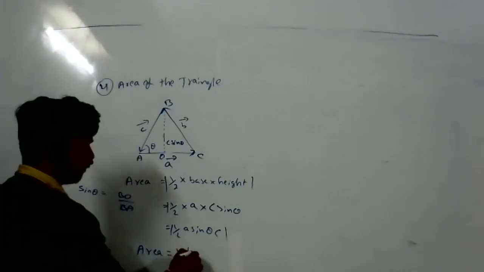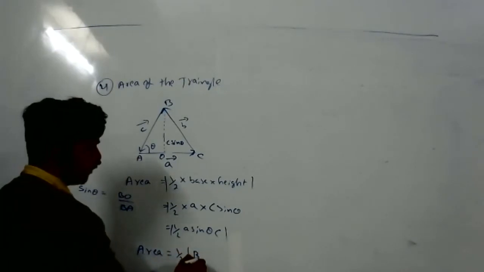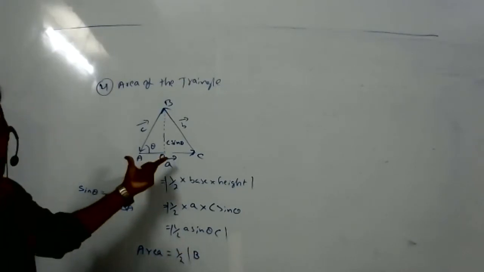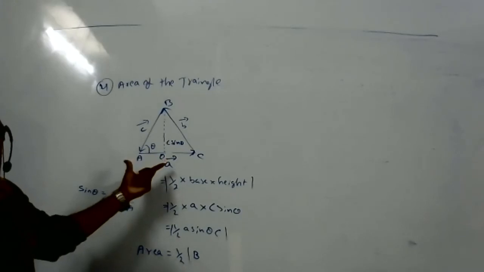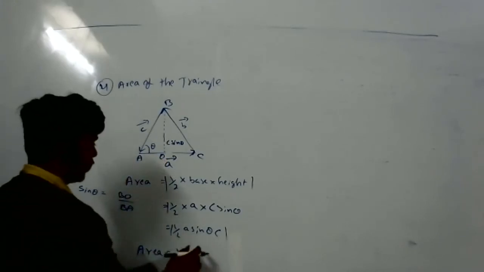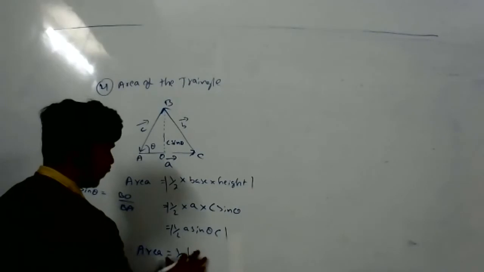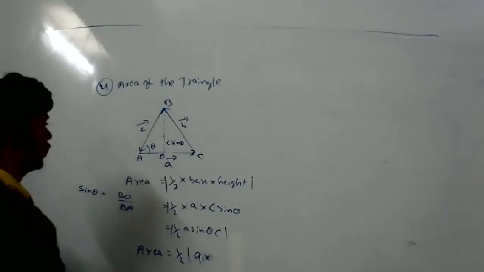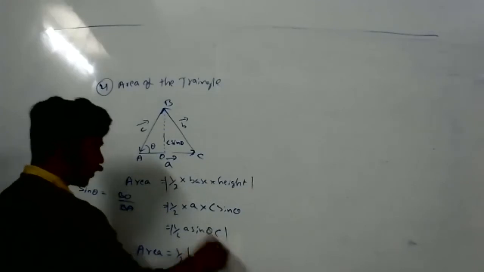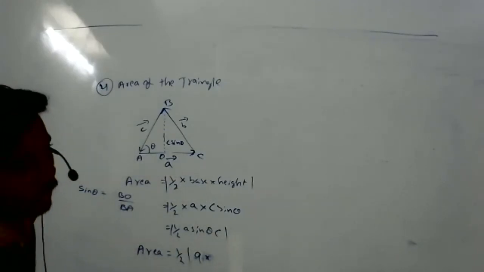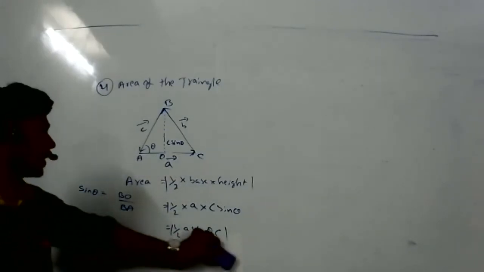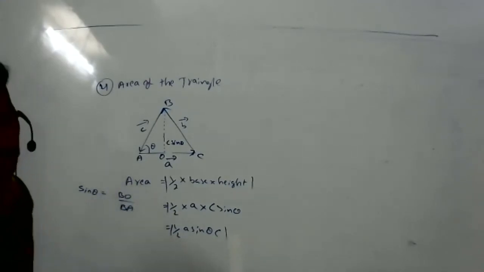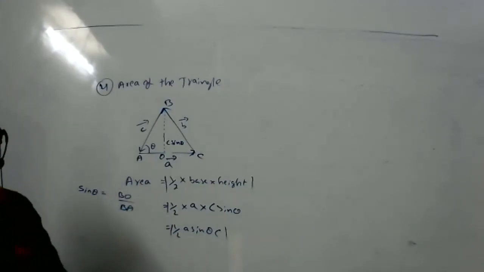Tell me the base. A vector, AC. Mod A. Mod A, base into height. Mod C sin theta. Mod C sin theta. So that is only the area, right? Area is base into height. Half base into height.